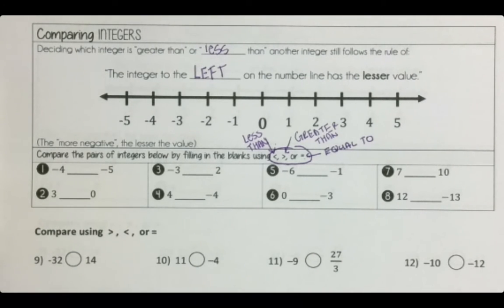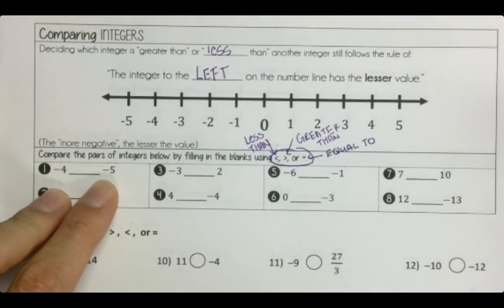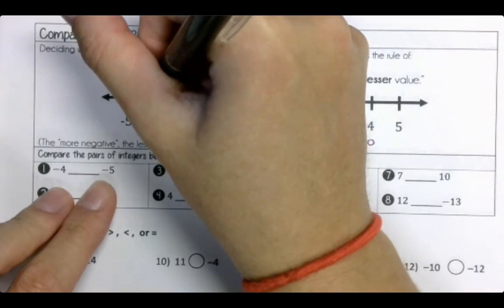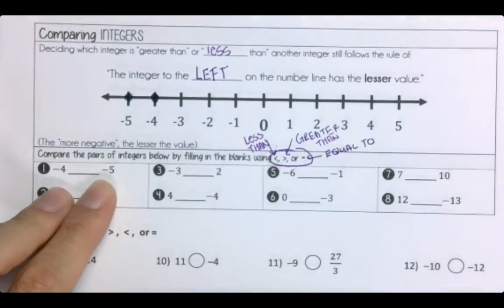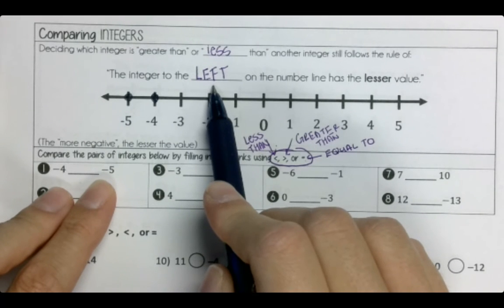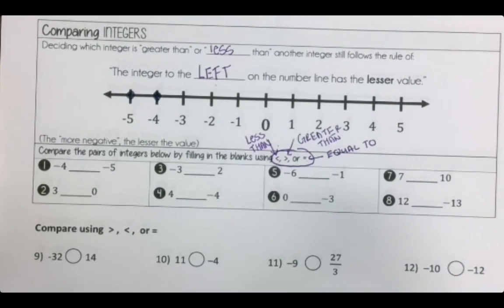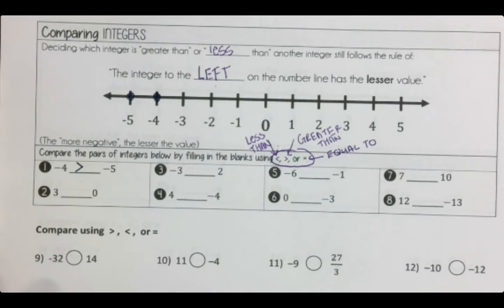Okay? So what we are going to do is look at -4 and -5. Some of you are going to automatically know right off the bat what the answer is. Some of you need a little bit more review. So for the first couple, we'll do a little bit more review. So -4 would be here. -5 would be here. And it says the integer to the left is the smaller value. So the mouth is going to open to the bigger number. So the bigger number is the -4.